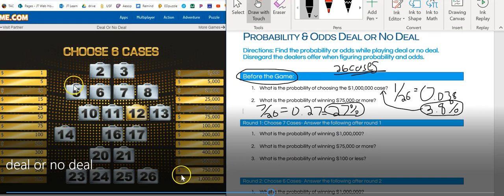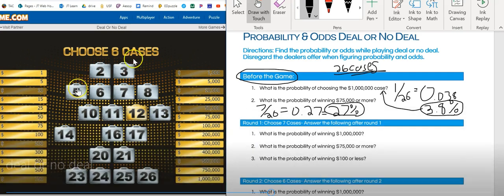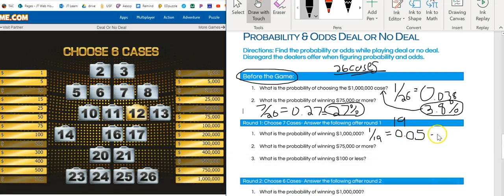But if your $1 million, like mine, is still in play, you're still going to have 1 over, and count the rest of the boxes. You're going to count them. You get 1, 2, 3, 4, 5, 6, 7, 8, 9, 10, 11, 12, up to 19. You're going to have 19 cases left. And if you think about it, there's 26 cases. I open up 7 cases. 26 minus 7 is 19. So now I have a 1 in 19 probability of picking the $1 million, which comes out to be 0.05. So you got about a 5% chance that your case holds.